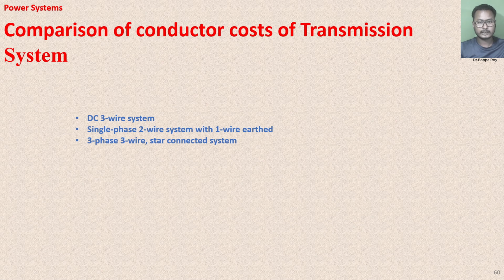There are different types of conductors. We'll just compare three systems here: DC three-wire system, single phase two-wire system with one wire earthed, and three-phase three-wire star connected system. There are lots of combinations, 10 or 12 combinations, available commercially.